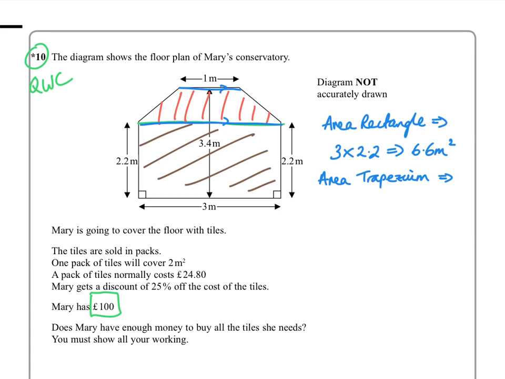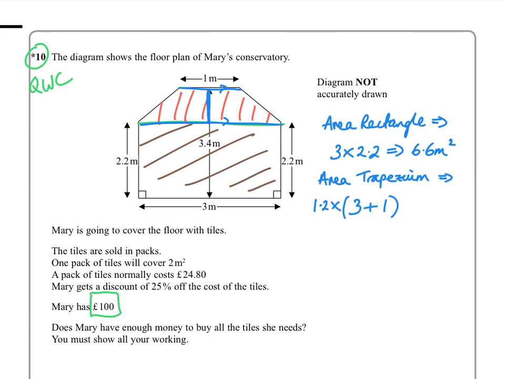Now what I'll do is I'll just write that out in the step here. So we'll have 3 plus the 1. And then what we do is we times by the perpendicular height between them. So in this case, this length here, which would be the difference of 3.4 and 2.2 given on the diagram, which would be 1.2 meters.